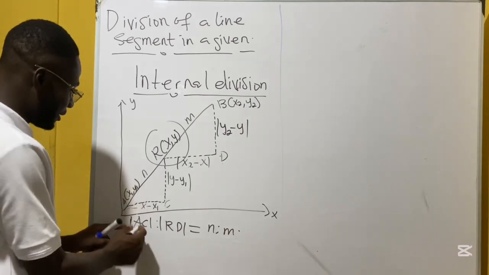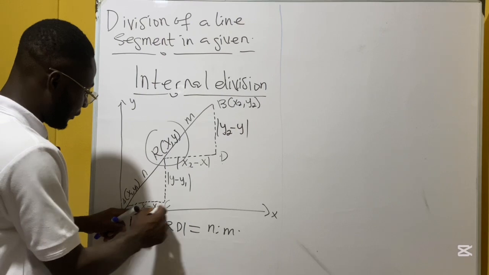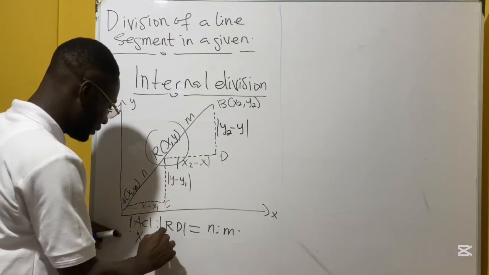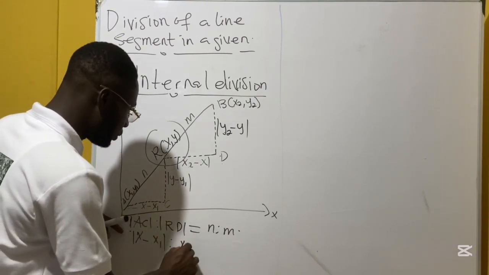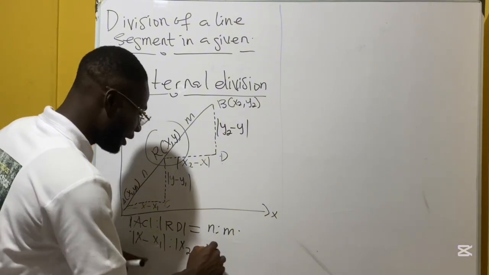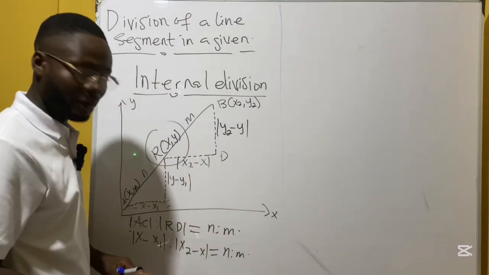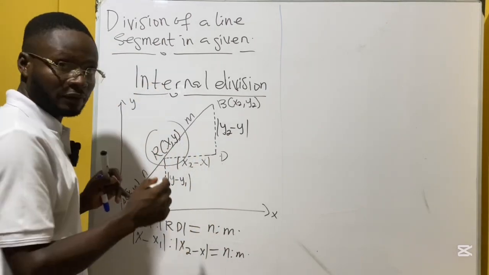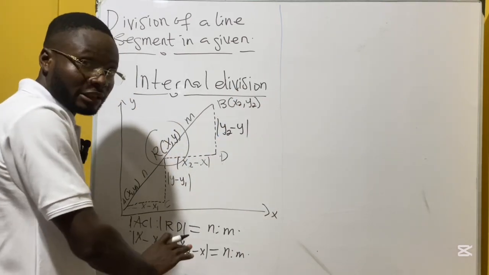So this here is basically x minus x1 is to x2 minus x. Okay, and that is equal to n is to m, right? So we just want to find the first coordinate of R, that is the x. Okay, so that is why we are talking in terms of the x.